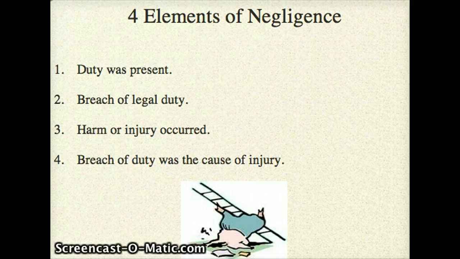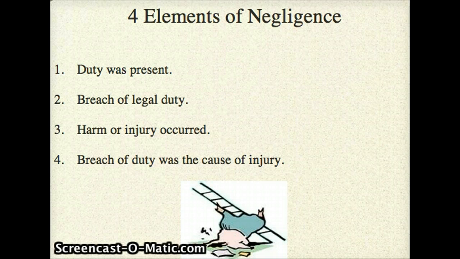Number 1, was duty present? Every teacher has a legal responsibility to their students. We must possess certain skills and knowledge that is expected of us from the parents and from this community. Number 2, was there a breach of legal duty? Did my action cause an infraction within my scope of responsibility?